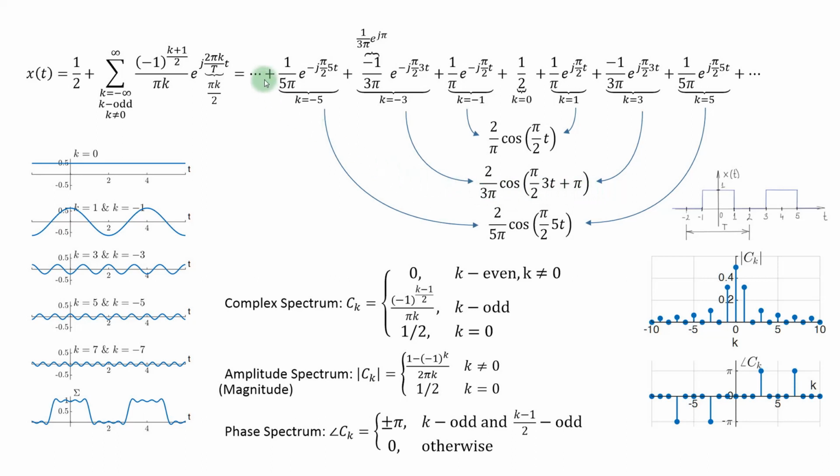And last, what happens when I combine this exponential with this exponential? Well, they will give me this cosine. This cosine I have plotted here.